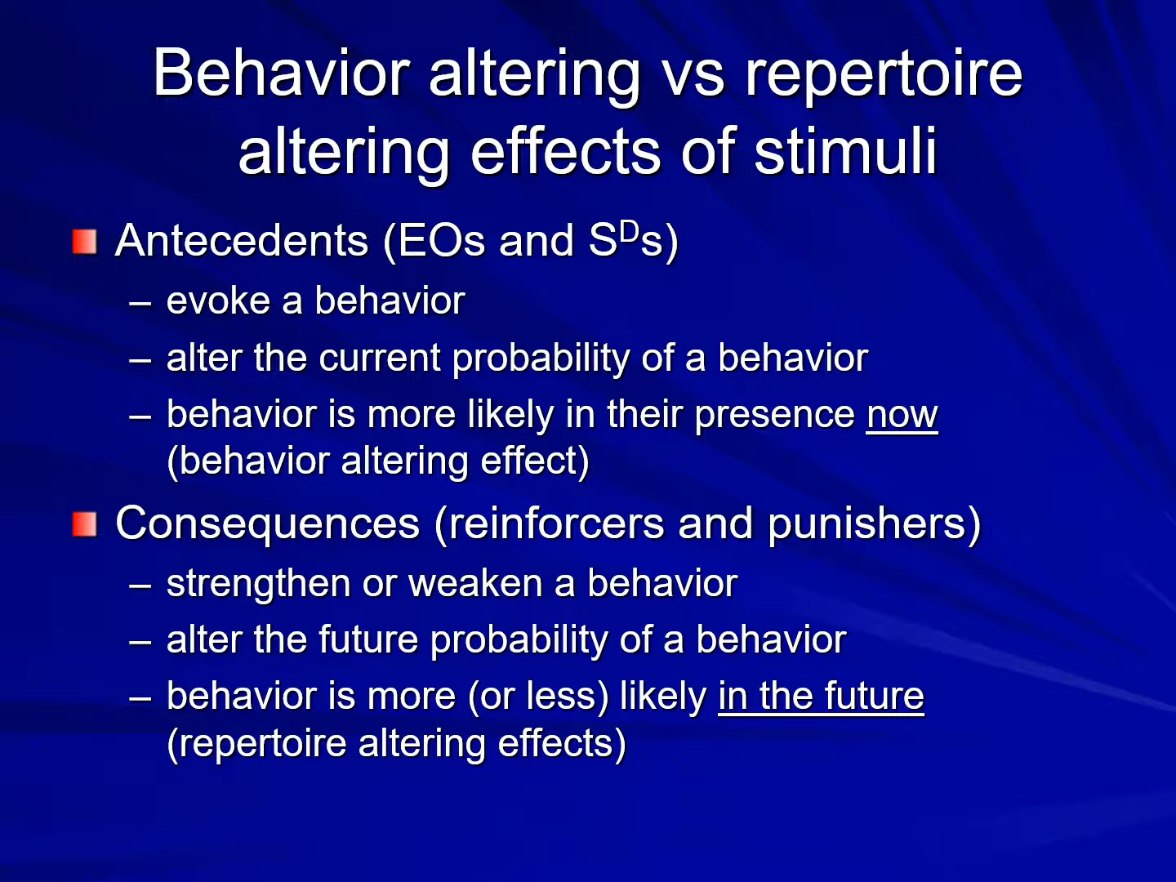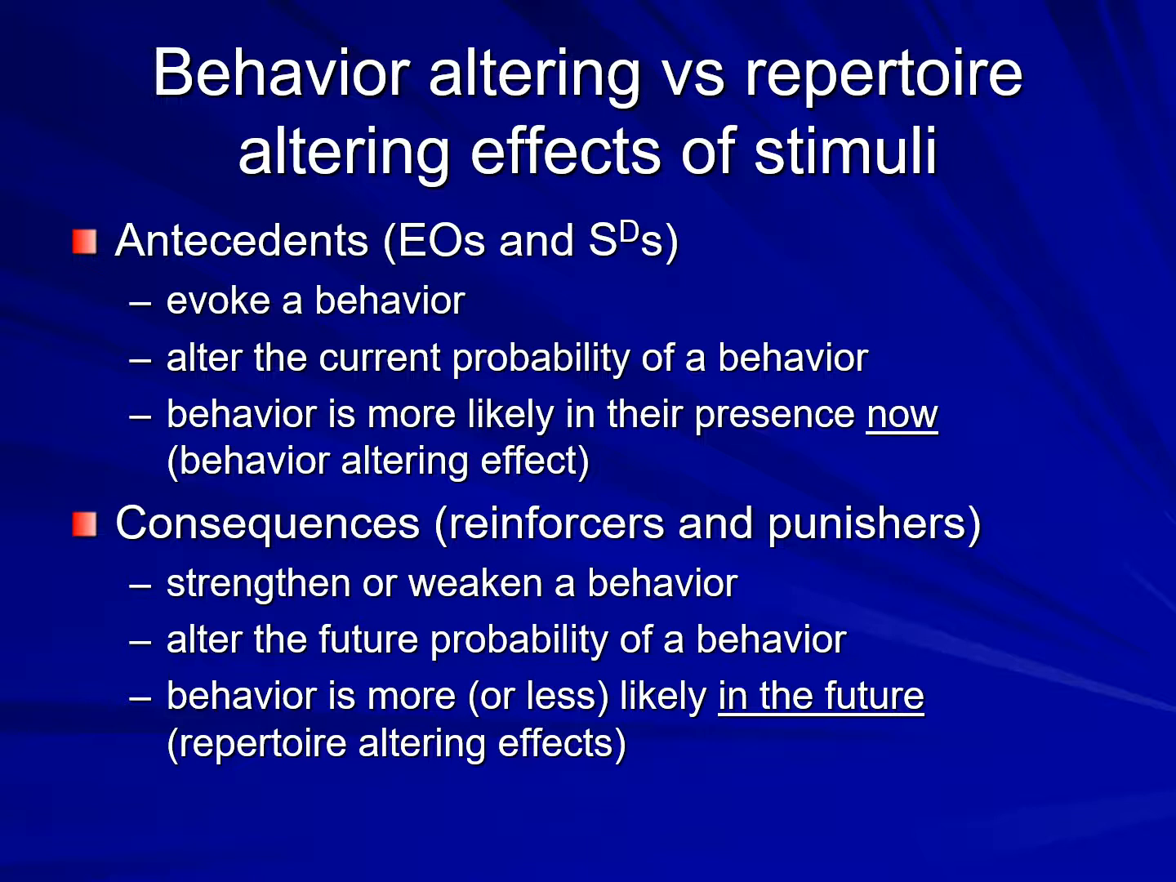Now that we've talked about EOs and antecedents, how they're different and how they're similar, let's look at how antecedents are different from consequences. Antecedents, both EOs and SDs, evoke behavior. They both alter the current probability that a behavior will occur. Behaviors are more likely to occur in their presence, especially if you have a strong EO. So with EOs, you get that behavior altering effect.